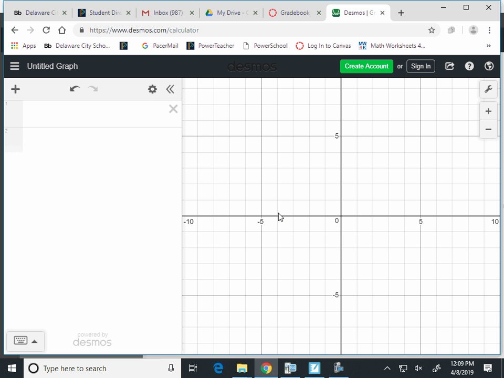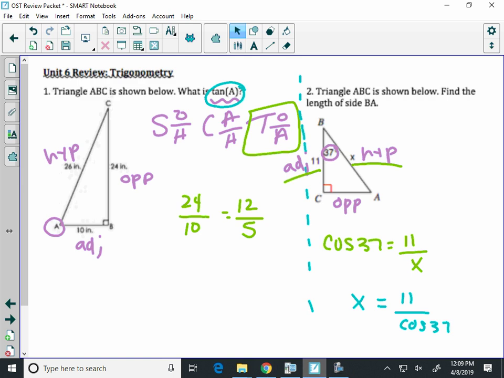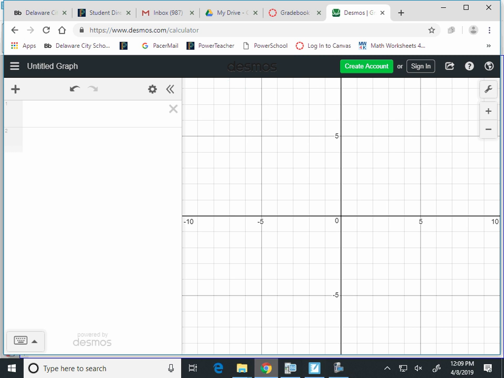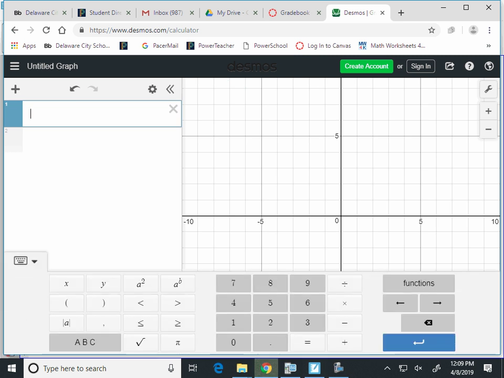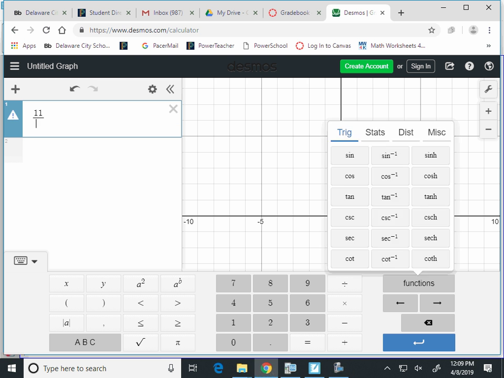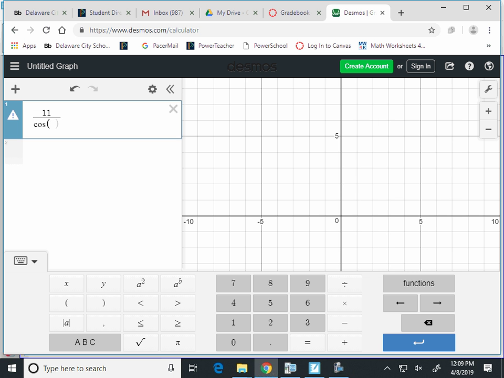To get those trig functions, if you're plugging it into Desmos, you're going to say 11 divided by cosine of 37. So down here, we do 11 divided by, and to get cosine, you're going to go to functions. And there's all the things you need. So you're going to go to cosine 37, and it gives you the answer. So if you don't remember how to change your calculator mode, or you don't even want to worry about having to remember how to change your calculator mode, just use Desmos.